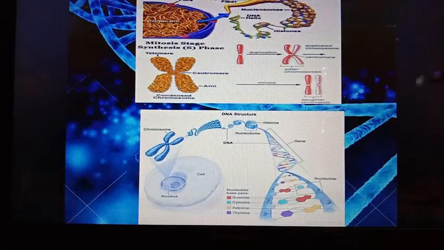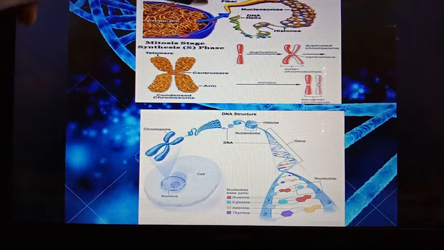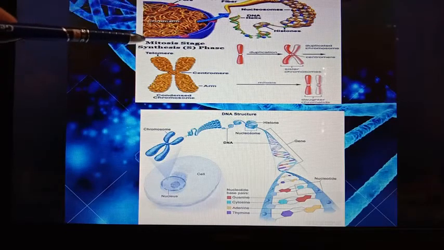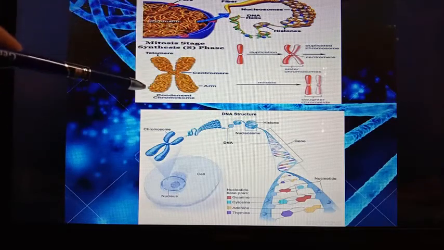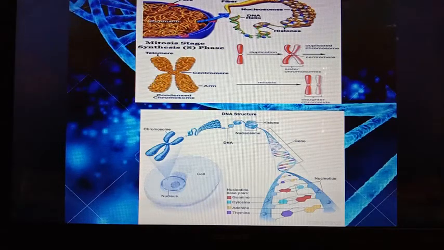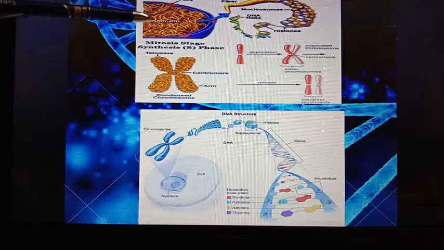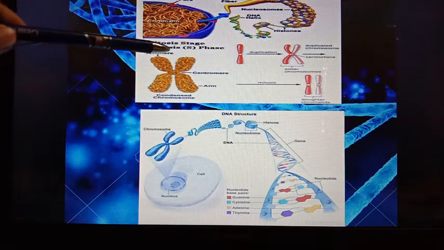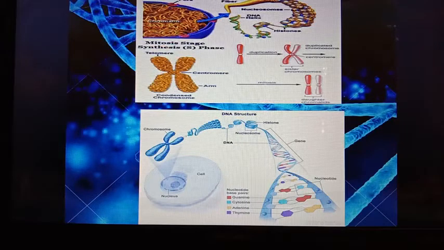In this diagram, you can see that the chromatin materials, which are in the network-like structure in the normal cell, it forms a highly condensed structure known as chromosome in the dividing cell. So in the normal cell, chromatin is present as thread-like network structure, and in the dividing cell it is present in highly condensed form known as chromosomes.